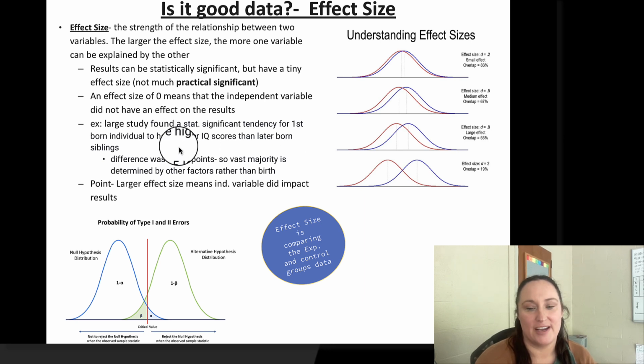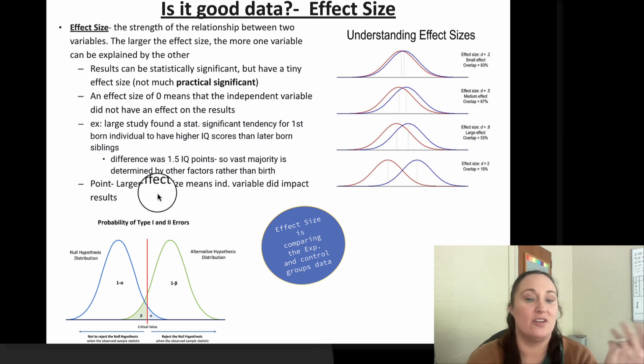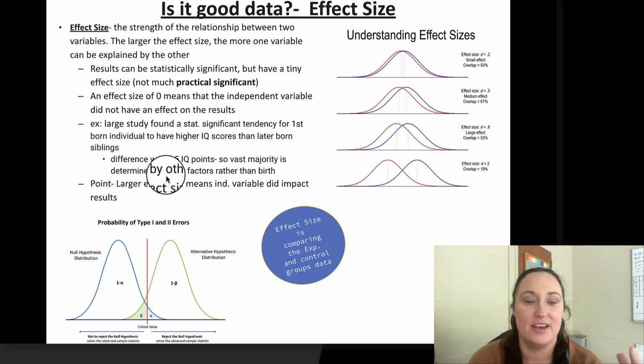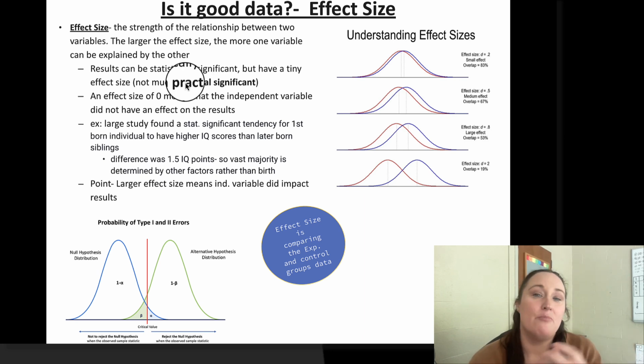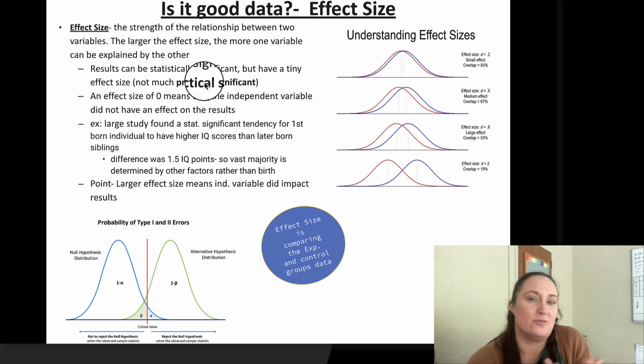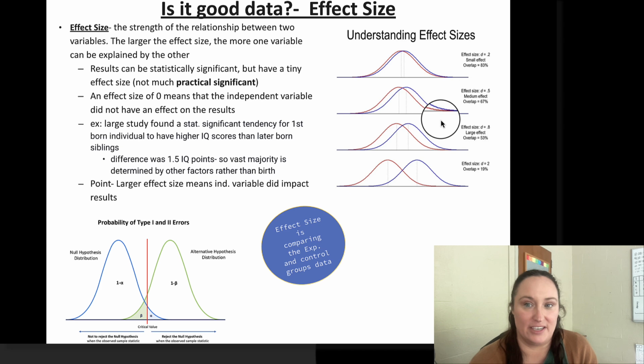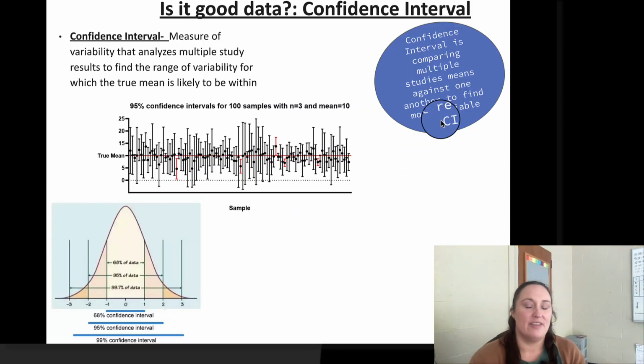So effect size is comparing those groups and tells us, like, if there is a large effect size, that means that the independent variable might have had an impact. So it kind of tells us, like, okay, it's statistically significant, but in real life, does this make sense? Is it practically significant? And then the next thing is confidence intervals.